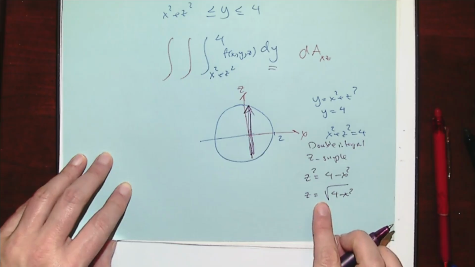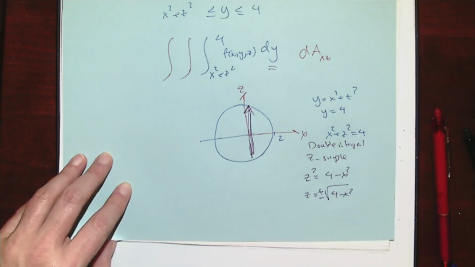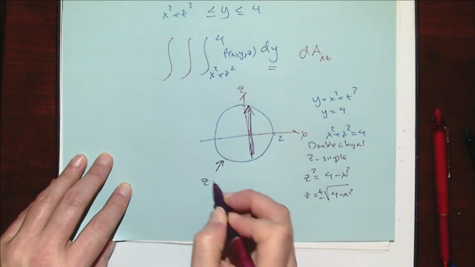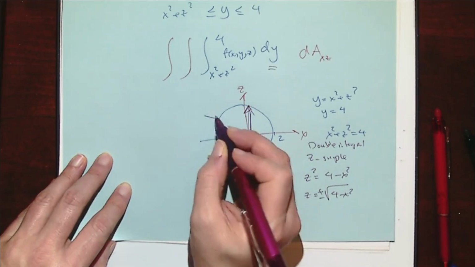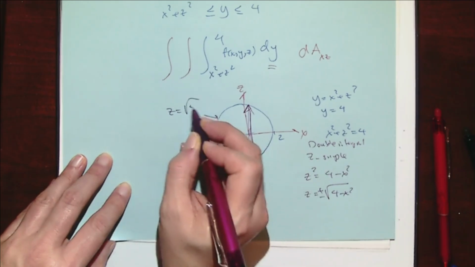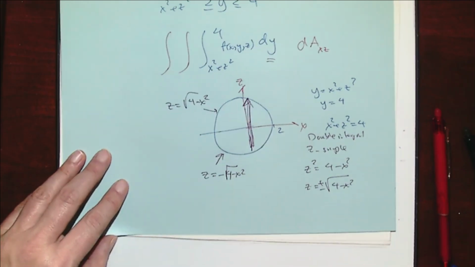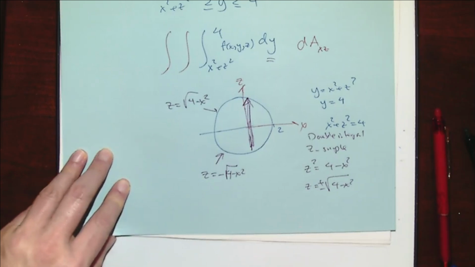Is that correct? Plus and minus. So the lower one is z equal to negative square root of 4 minus x squared. The upper one is z equal to positive square root of 4 minus x squared. Fair game so far? Okay.